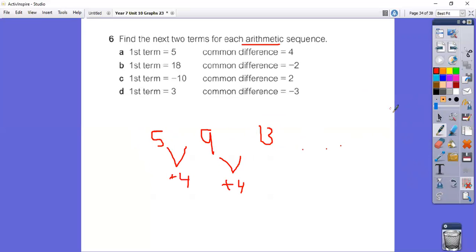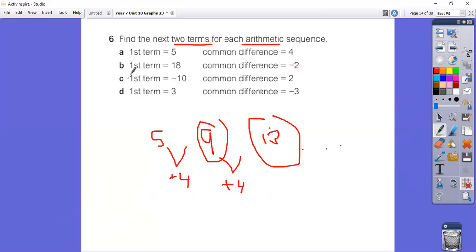Obviously, this will continue forever, but it doesn't ask us to write it forever. It's just asking us what are the next 2 terms. So your answer will be 9 and 13. Let me just make this a bit clearer. So now you've got to do the same. So for part B, the first term is 18, so you're going to write 18. The common difference is -2. So you're subtracting, decreasing by 2 each time you get to the next term in that sequence.